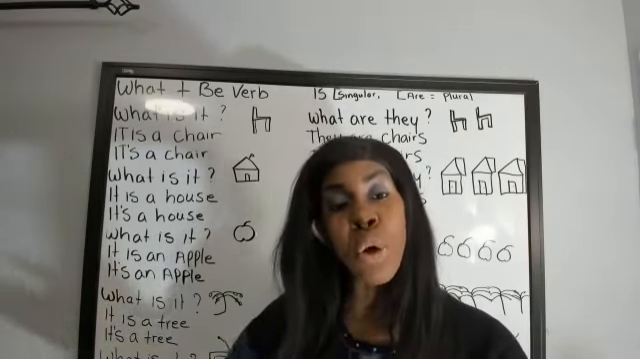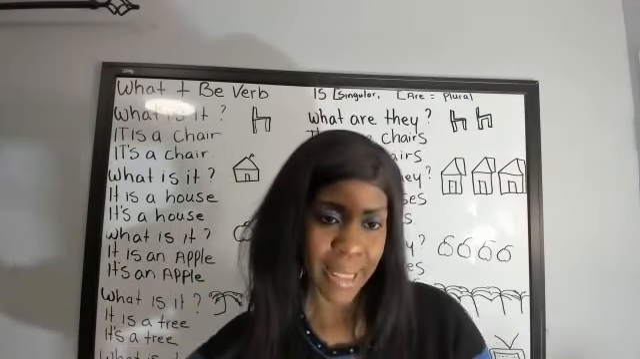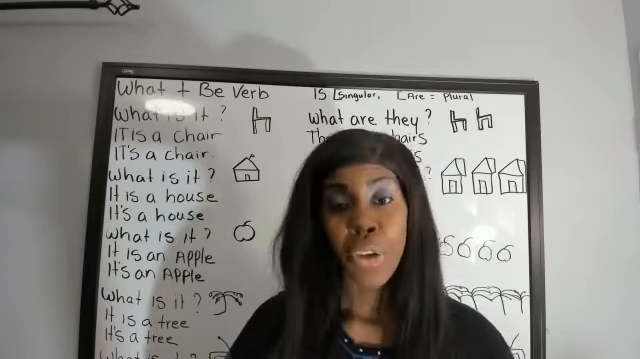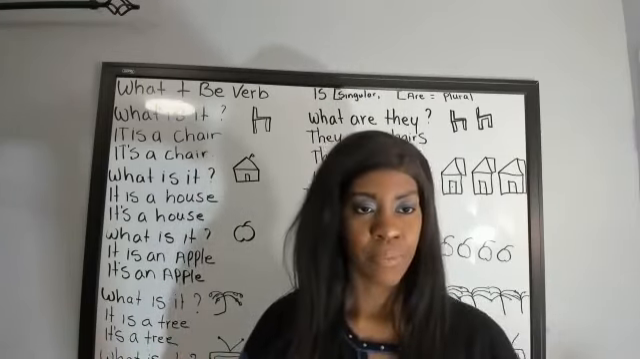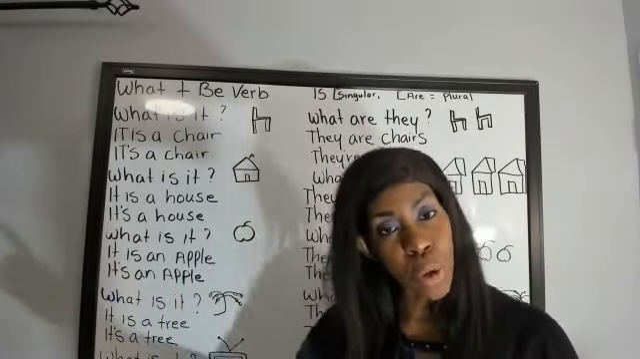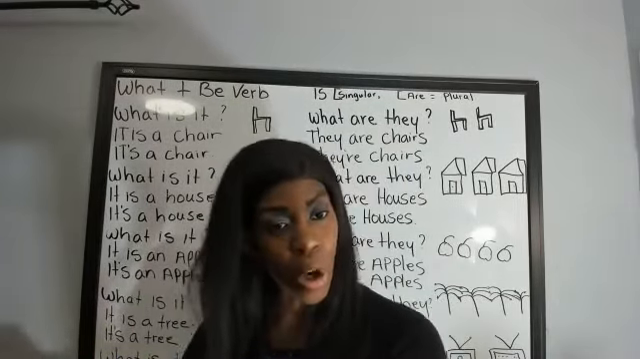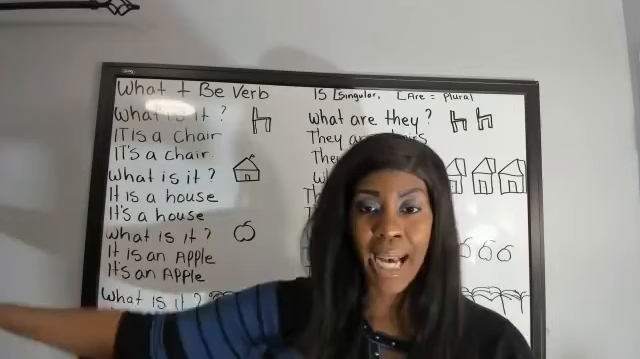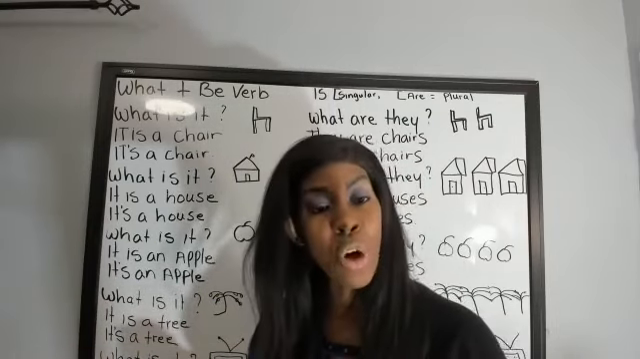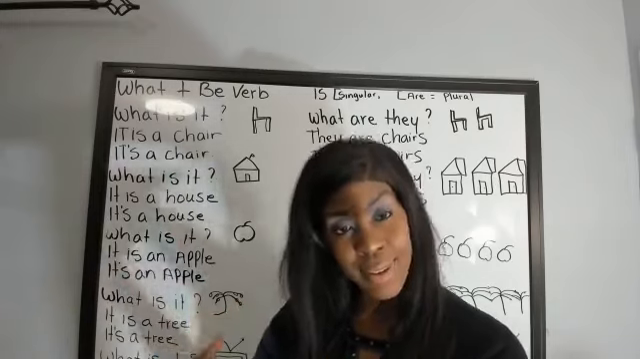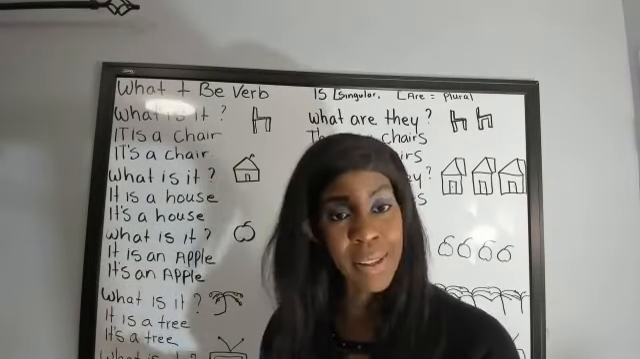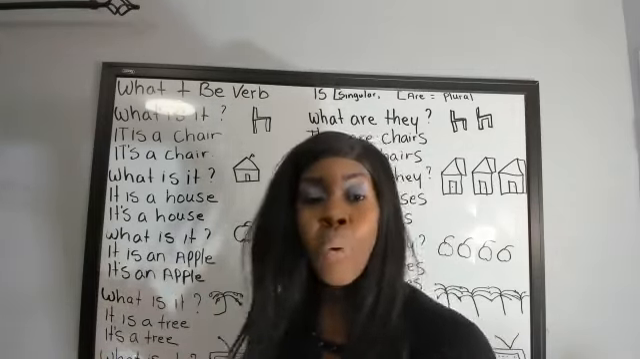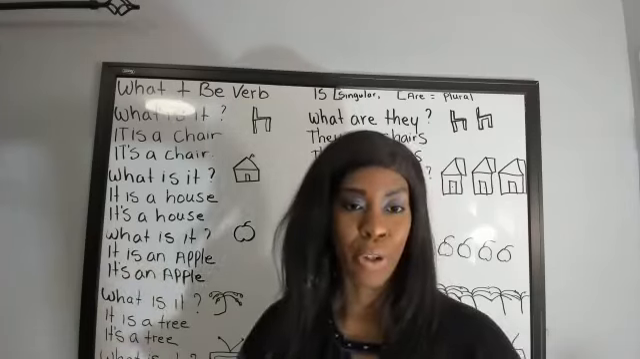If your son is closer to you, you're gonna say, this is my son. If your son is down the hallway, you're gonna say, that is my son. If you have one daughter close to you, you're gonna say, this is my daughter. If that daughter is further away, you're gonna say, that is my daughter. If you have two daughters closer to you, these are my daughters, with an S. These are my daughters. If your daughters are down the hallway, you're gonna say, those are my daughters.